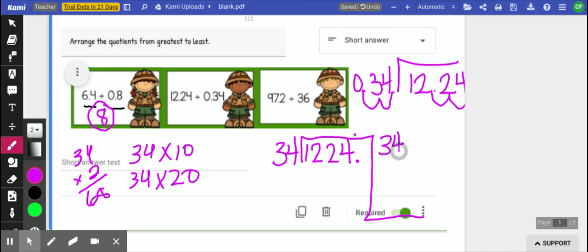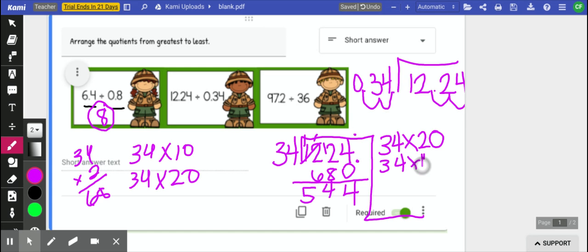So I'm going to do 34 times 20. Okay, and that's 680. Okay, and those of you that remember partial quotients can do this. This is now 544. I can't subtract another 680, so I'm just going to go with 34 times 10. I'm going to subtract 340.